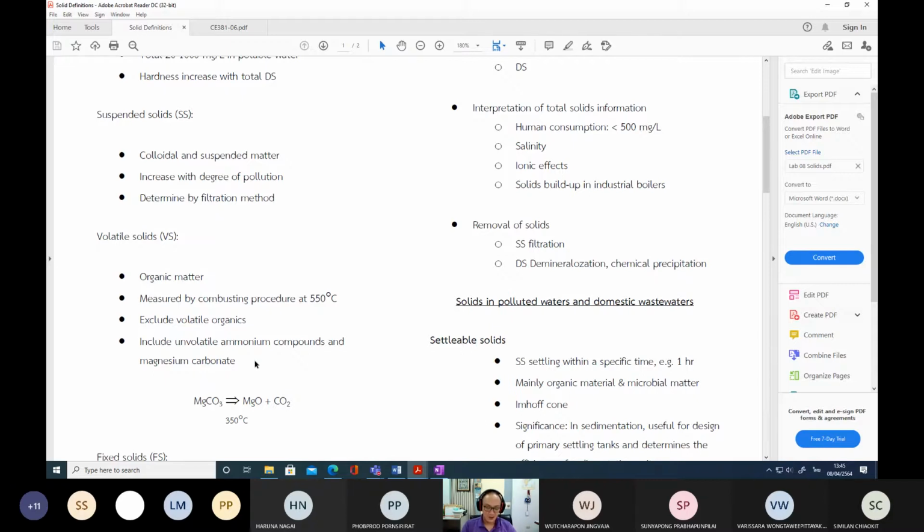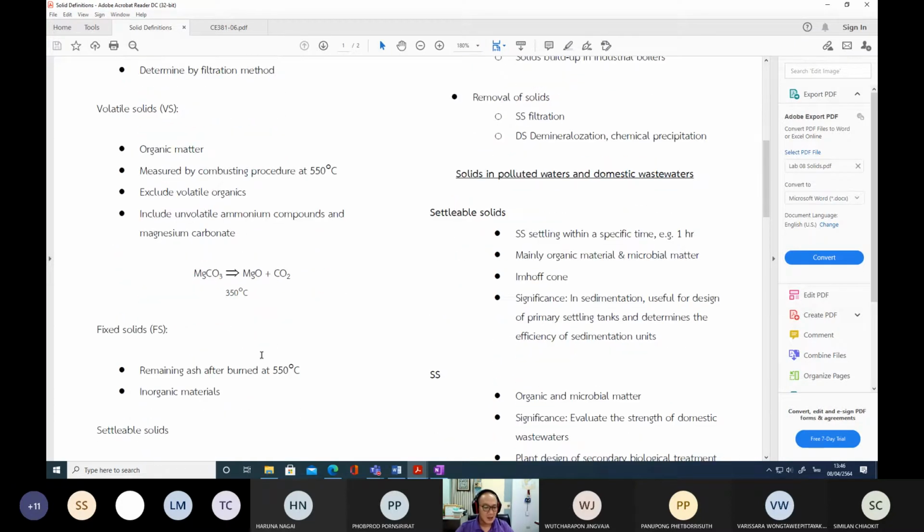The organic matter has one characteristic: it can be volatile. When we burn it at a temperature of 550 degrees Celsius, under such a very high temperature, all the organic substance will be vaporized or become a vapor, and then it's gone. All the organic matter is just like that.